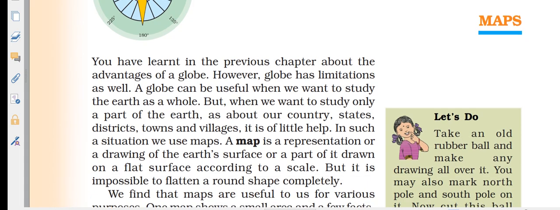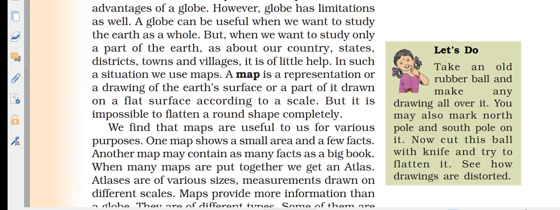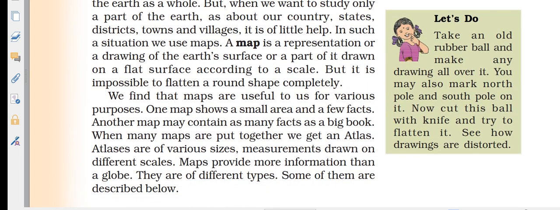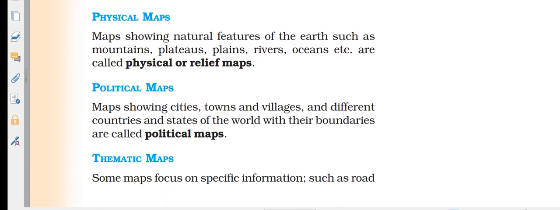So let's discuss a new chapter about maps. A map is a representation and a drawing of the earth's surface, or a part of it, shown on a flat surface according to a scale. Maps showing the natural features of the earth, such as mountains, plateaus, plains, rivers, and oceans, are called physical or relief maps.